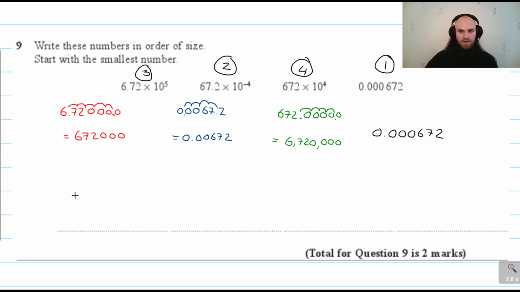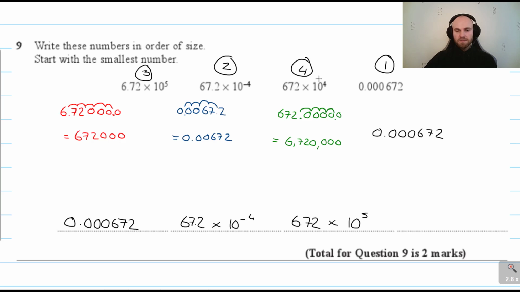So we just need to write these out now. For the first one, we have 0.0000672. Just be really careful you don't make any mistakes now because you've done all the hard work. Second one is going to be this 67.2 multiplied by 10 to the power of minus 4. Number 3 is going to be this 6.72 multiplied by 10 to the power of 5. And this number 4 is going to be 672 multiplied by 10 to the power of 4.